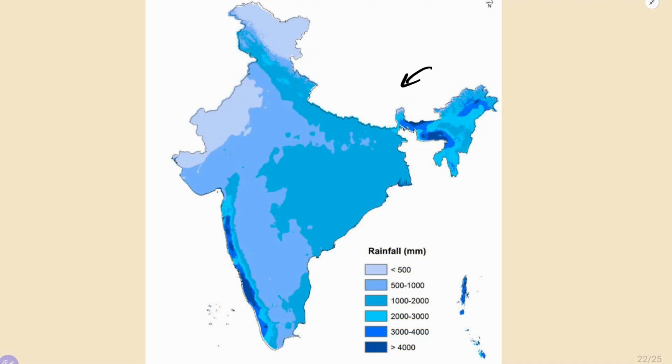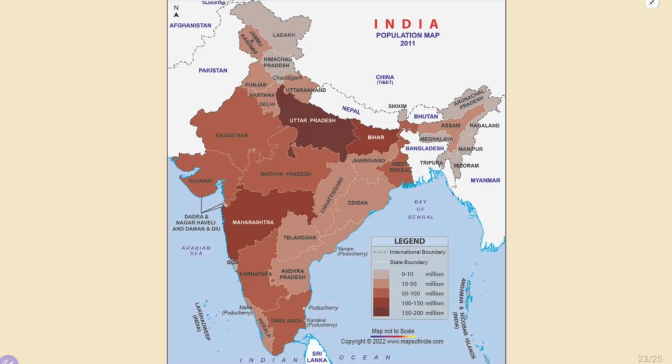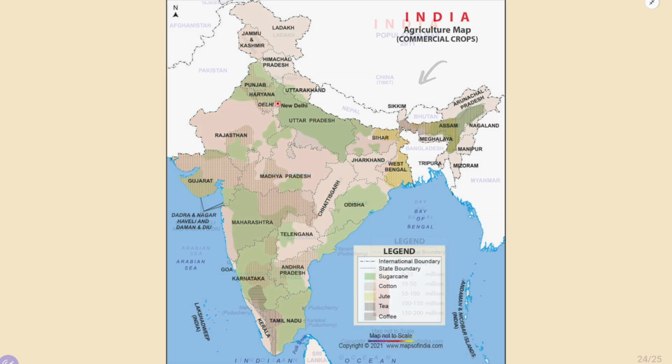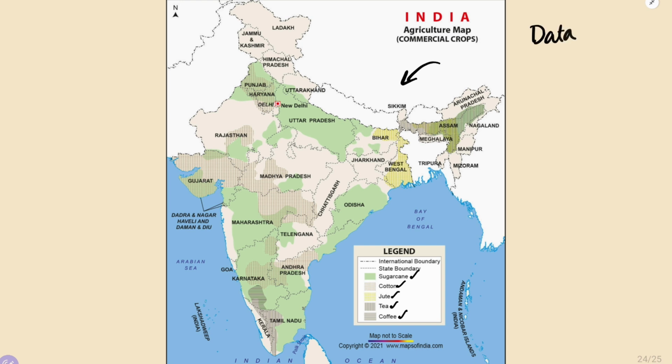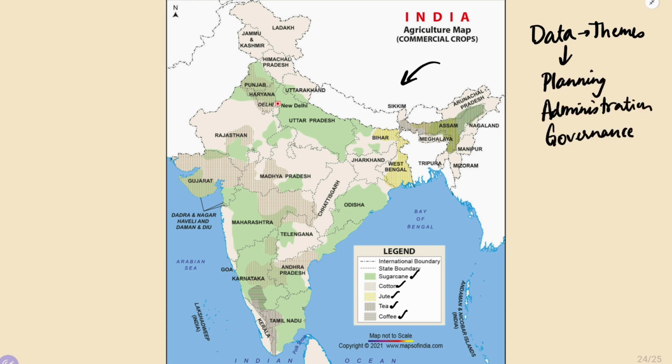Similarly, in this map, you can see the rainfall pattern of India. Here you can see the population pattern of different states. Here we can see the distribution of different commercial crops across India, such as sugarcane, cotton, jute, tea, and coffee. So in short, thematic maps represent specific data on different themes. These maps are extremely useful in planning, administration, and governance.